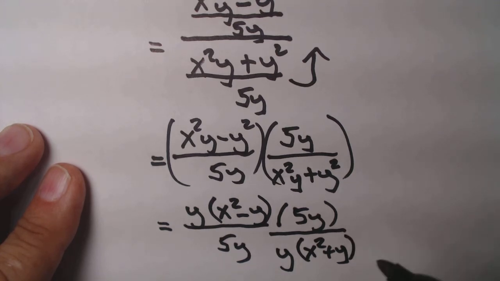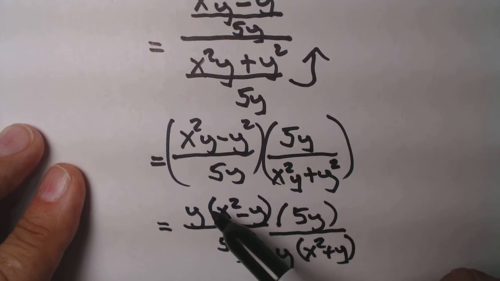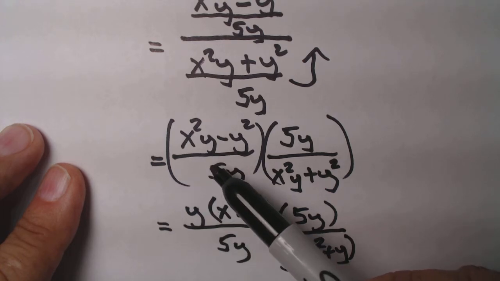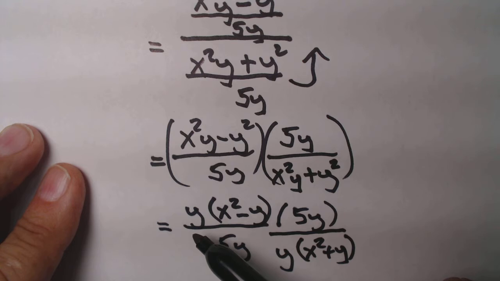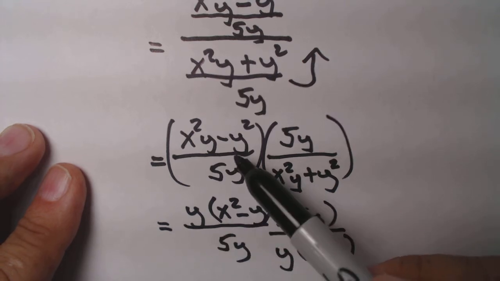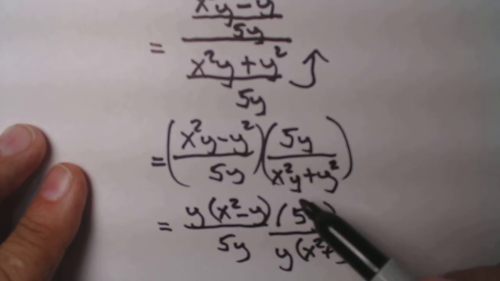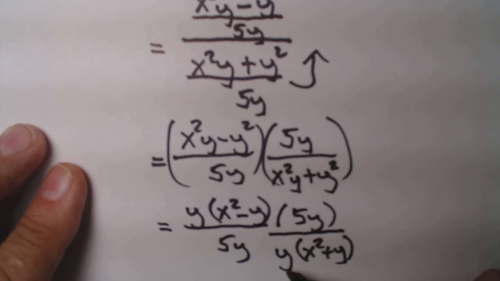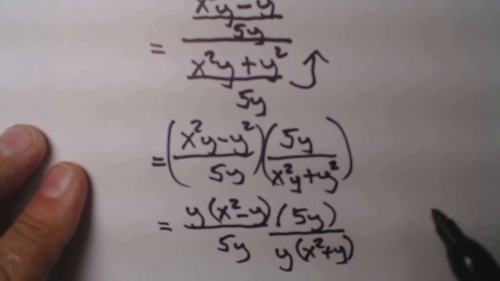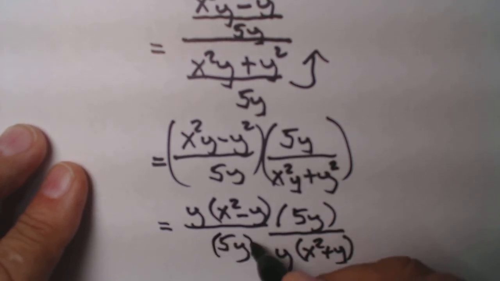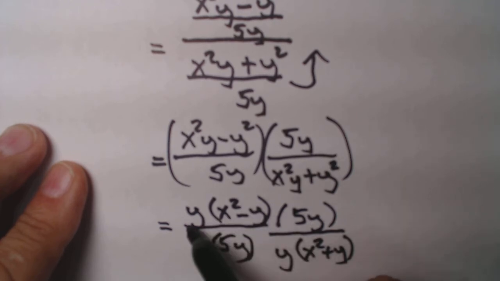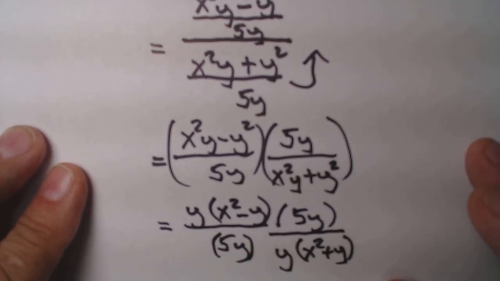Okay, now let's double check this. Multiply this back. Y times x squared would be x squared y. Remember, you can write them in either order. Y times negative y squared. So it looks like we did that correct. Downstairs here, y times x squared can be written as x squared y plus y times y squared. That looks good. Okay, well, notice now, we got everything factored here to single terms.